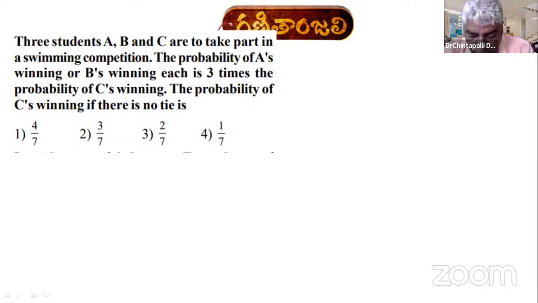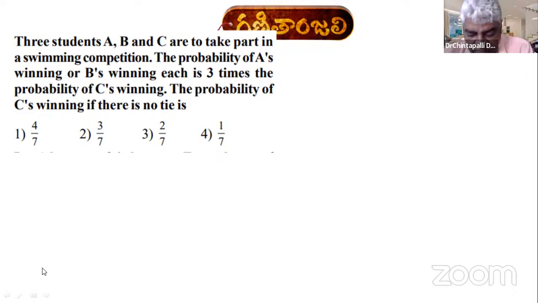The basic principle in this question is that the sum of all probabilities is equal to 1. Yes. Here it is given that 3 students A, B, and C take part in a swimming competition.